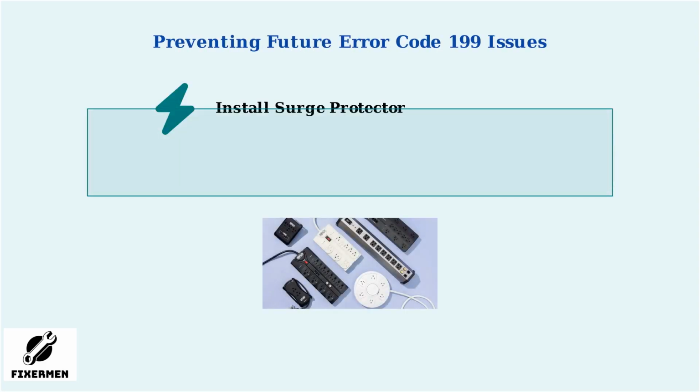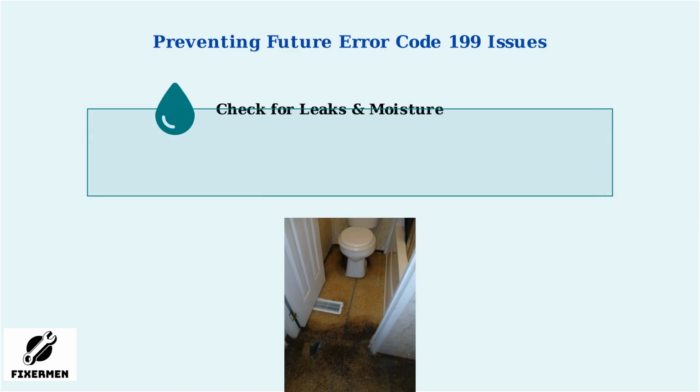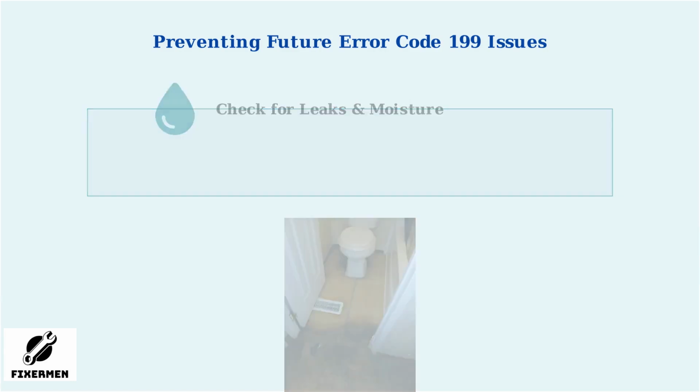The first step in preventing error code 199 is to protect your toilet's electronics from power spikes. Install a surge protector between the outlet and the toilet's power cord to safeguard against voltage surges that can corrupt the control board. Proper wiring during installation is crucial to prevent electrical issues that could trigger error code 199. Ensure all connections are secure and follow electrical codes to avoid shorts or loose wires that might damage the control board.